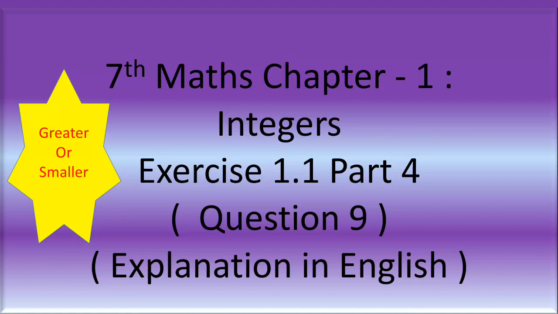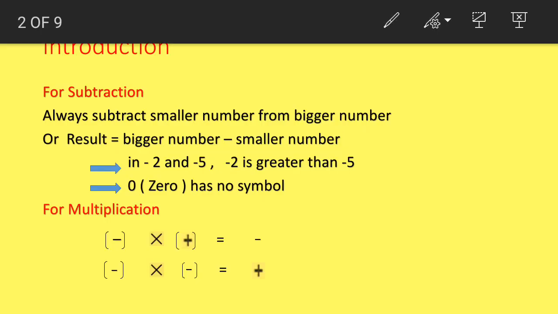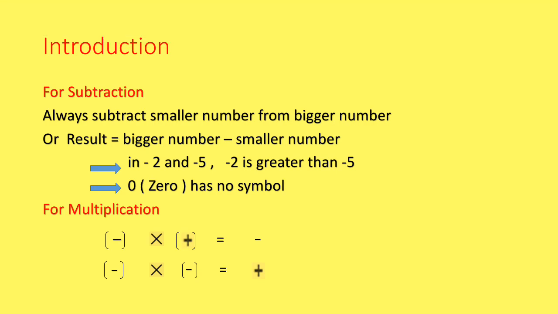Hello everyone. Today we are going to solve question number 9 from exercise 1.1. So before solving the problem, first we will see some small points. For subtraction, always subtract the smaller number from the bigger number, or the result is equal to bigger number minus smaller number.